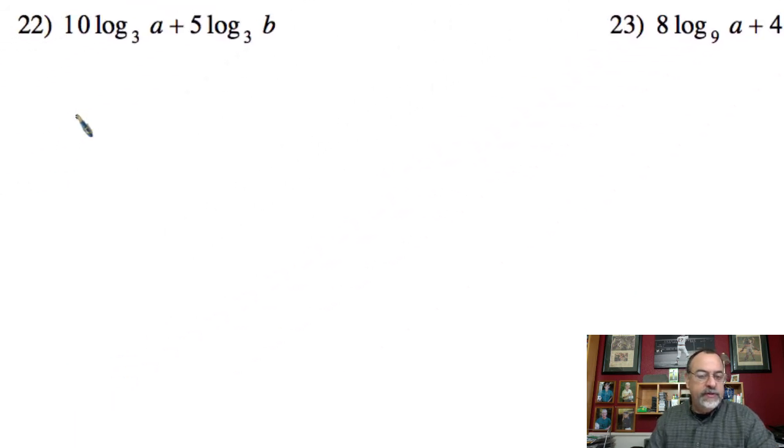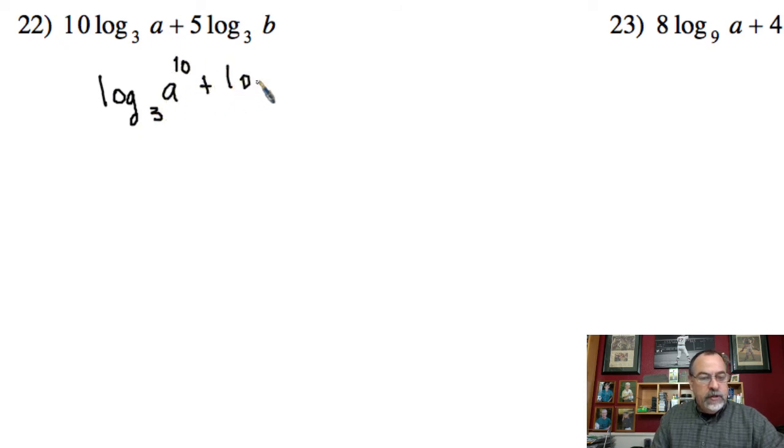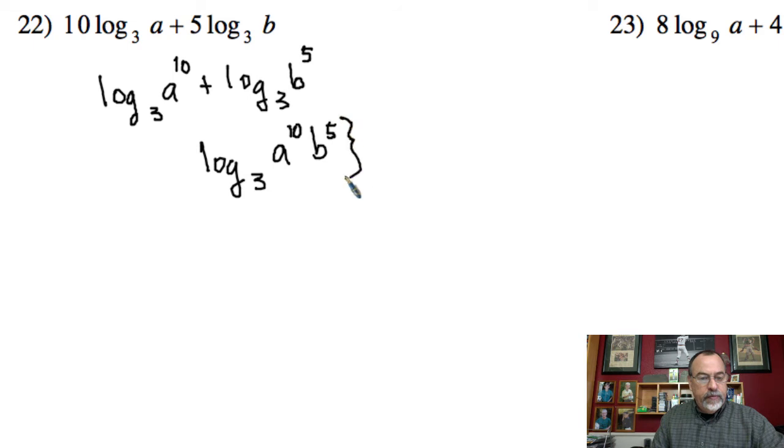We'll go ahead and do number 22 here. Again, it's plus, so I'm going to multiply, and then I have numbers in front, which are exponents being raised to another exponent. So this is going to be log base 3 of a to the 10th plus log base 3 of b to the 5th. And then because it's plus, we're going to multiply those. So log base 3 of a to the 10th, b to the 5th would be the condensed version.